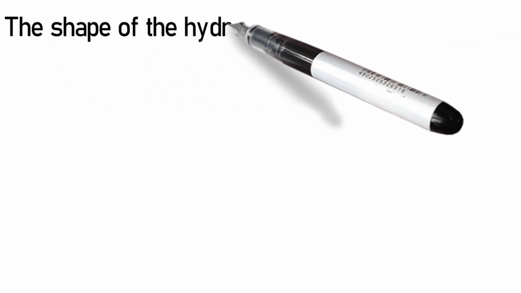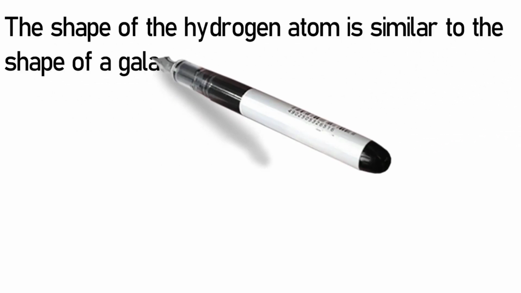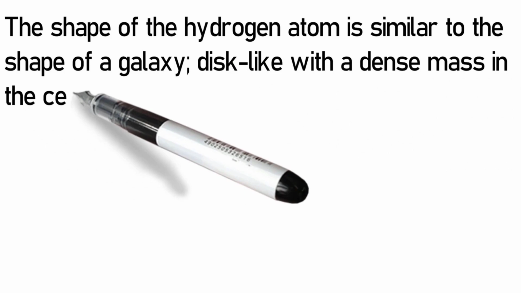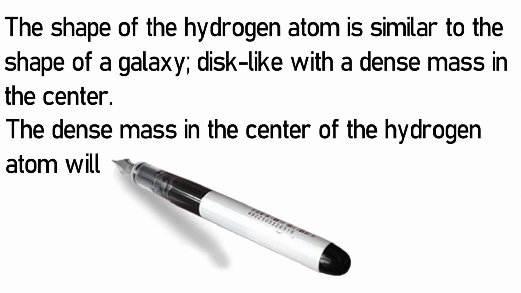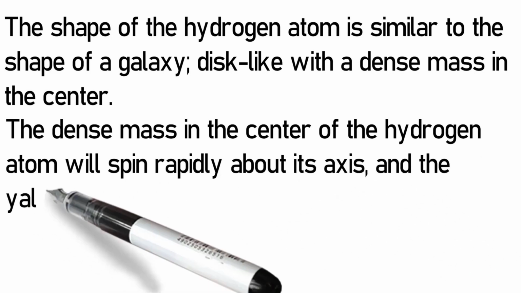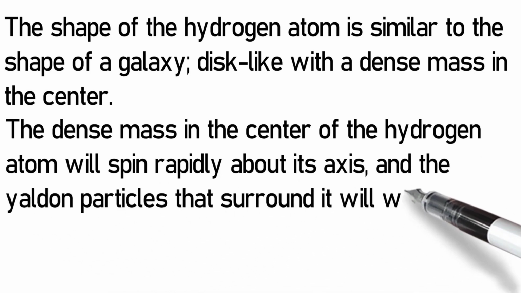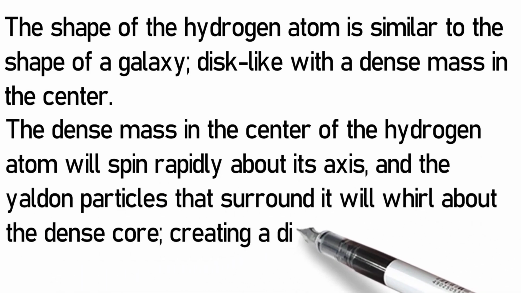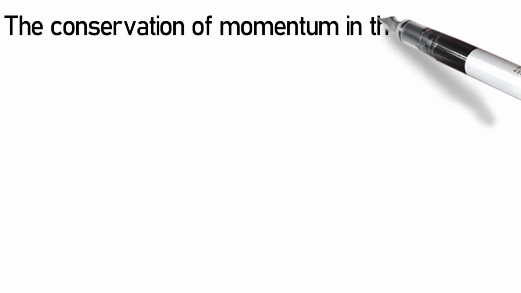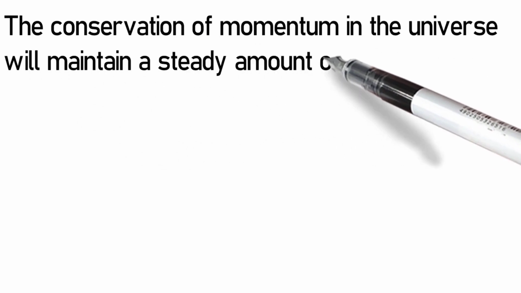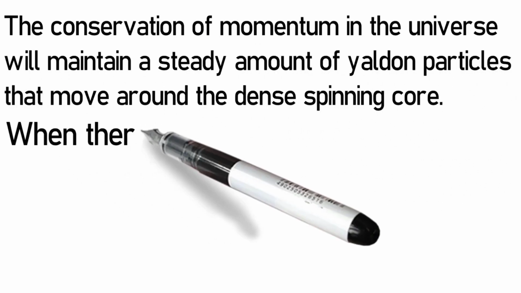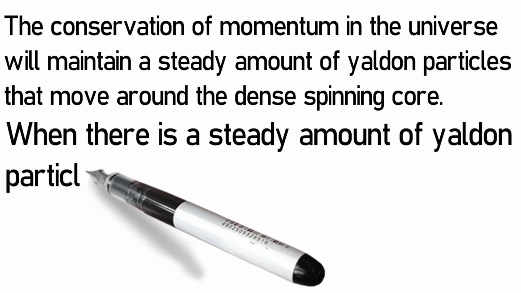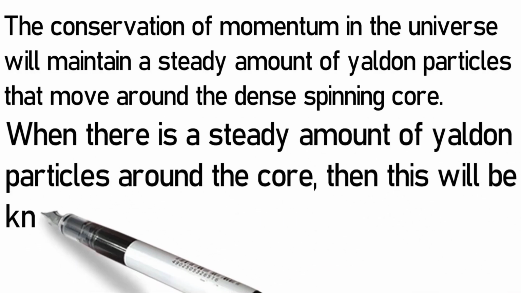The shape of the hydrogen atom is similar to the shape of a galaxy, disc-like with a dense mass in the center. The dense mass in the center of the hydrogen atom will spin rapidly about its axis, and the Yaldon particles that surround it will whirl about the dense core, creating a disc-like shape. The conservation of momentum in the universe will maintain a steady amount of Yaldon particles that move around the dense spinning core.